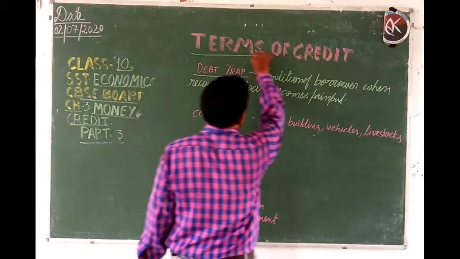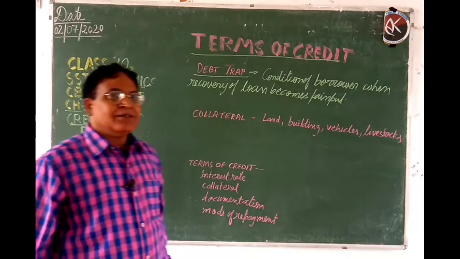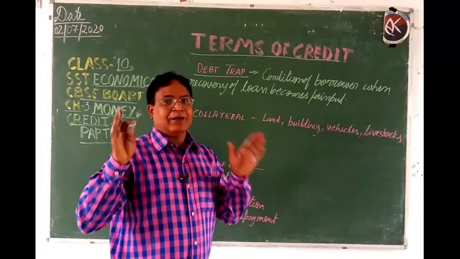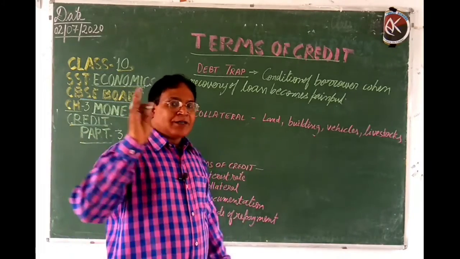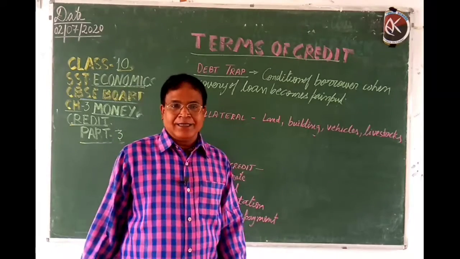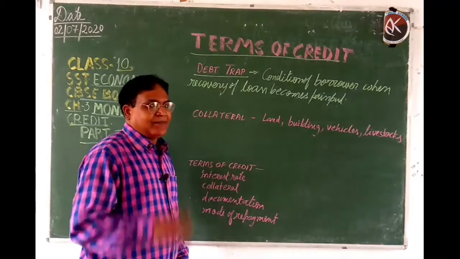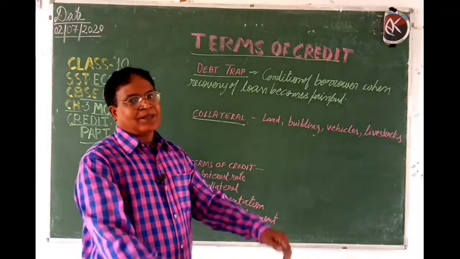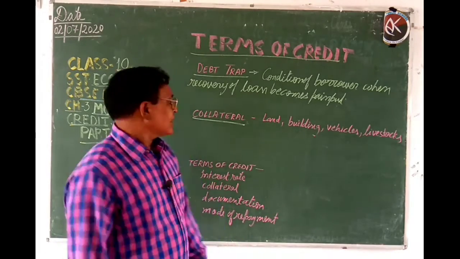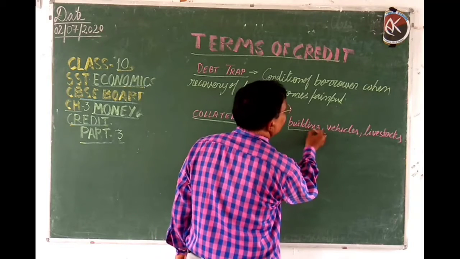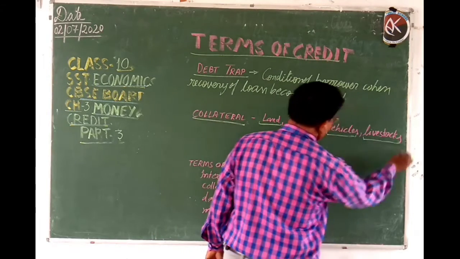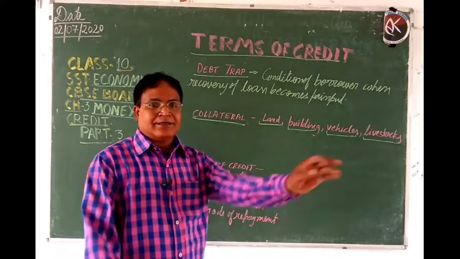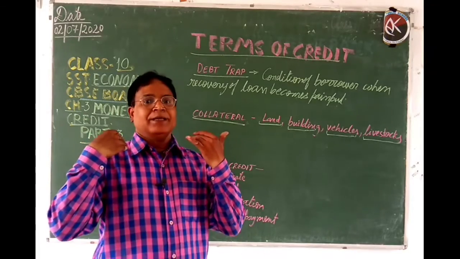Now we will discuss terms of credit. Children, the Reserve Bank of India has given special guidelines to every bank. They can give a loan to any borrower, but because recovery becomes painful, and to avoid the condition of debt trap, they have made a special arrangement of taking collateral. Collaterals are a special guarantee for the bank, in which the borrower can submit the papers of land, building, vehicles or livestock. These things are kept in the bank as collateral. So these collaterals are a guarantee that the borrower will repay the loan.